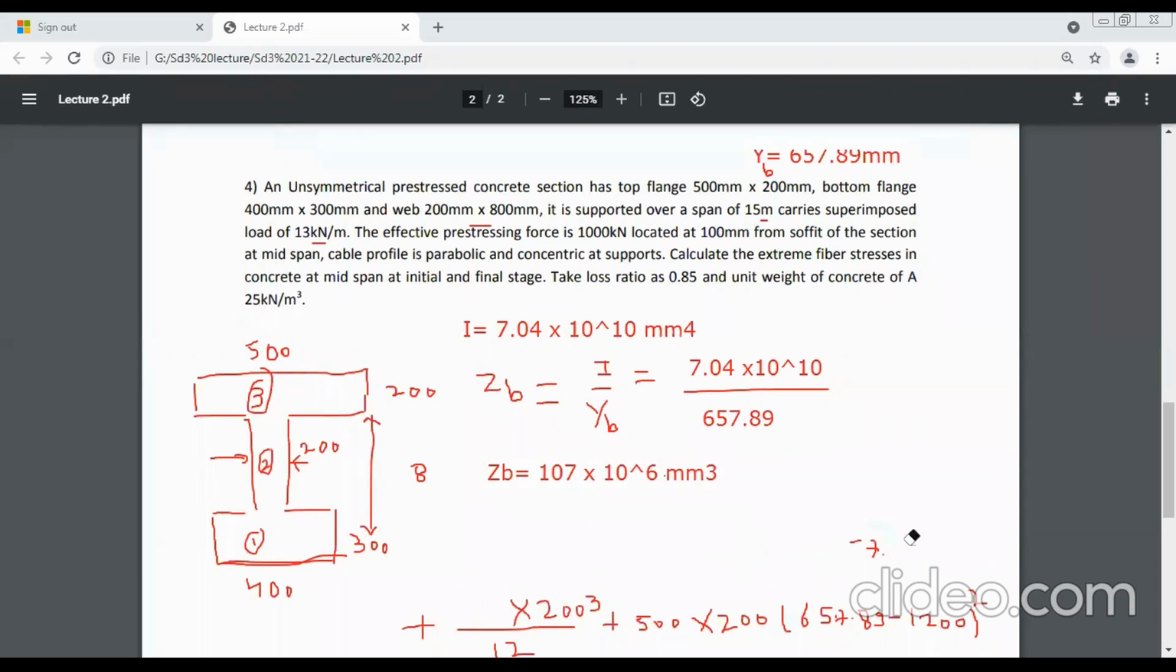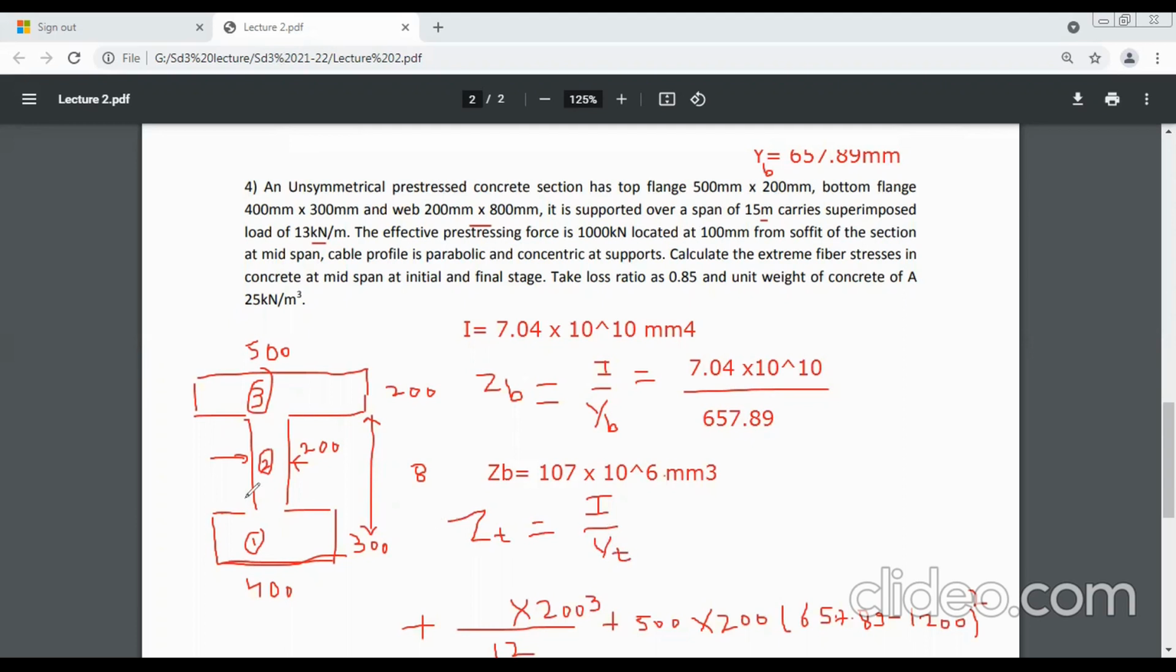So for ZB, section modulus for ZT now. Now we need to find the ZT, the section modulus at top. So it will be I by YT.